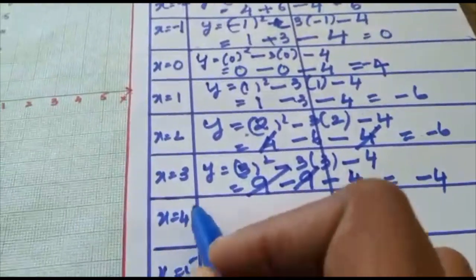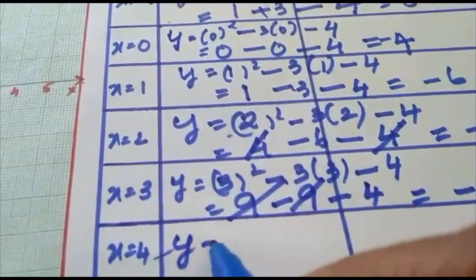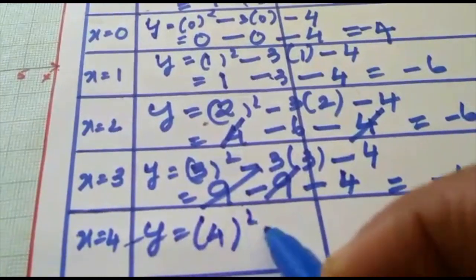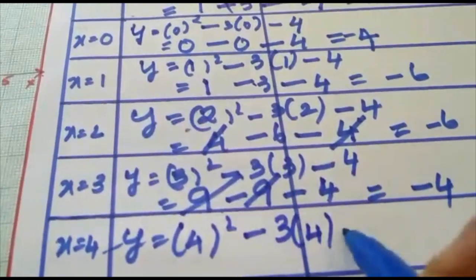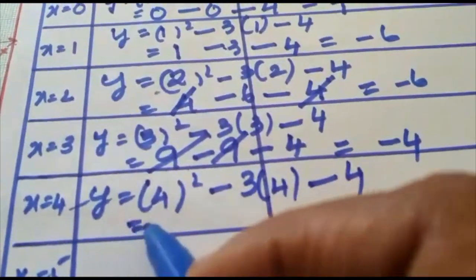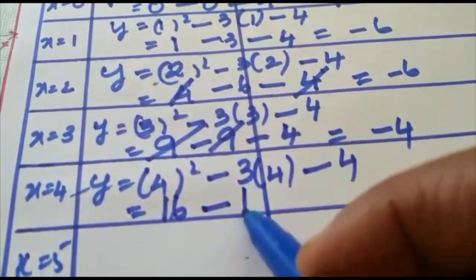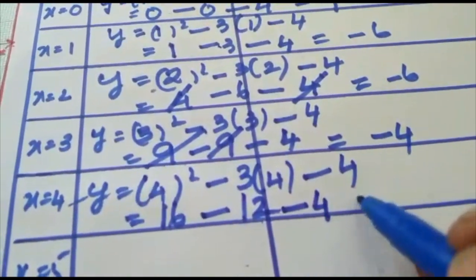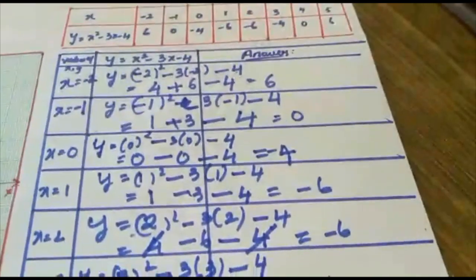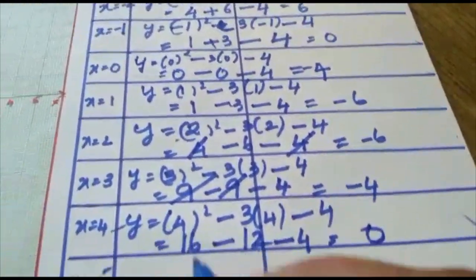Next, x is equal to 4. So y is equal to 4 square minus 3 into 4 minus 4. So 4 square is 16 minus 12 minus 4. So this is equal to 16 minus 16 is equal to 0.